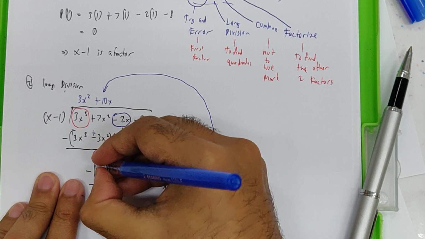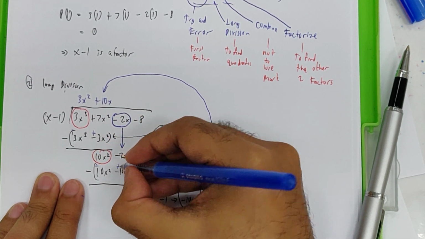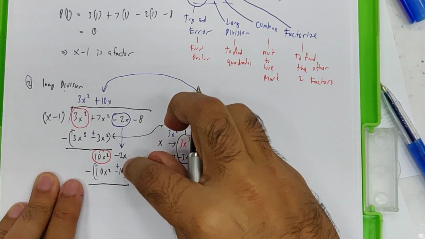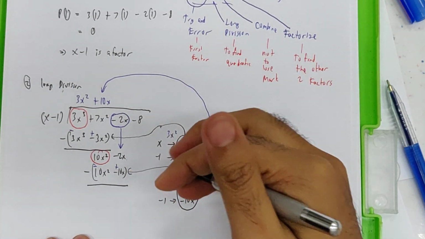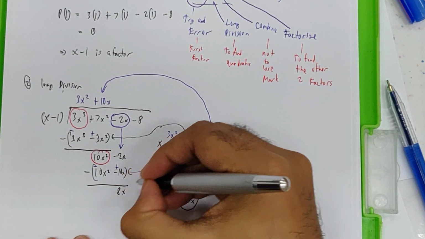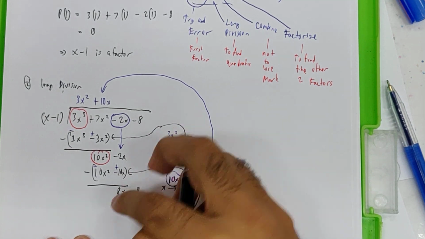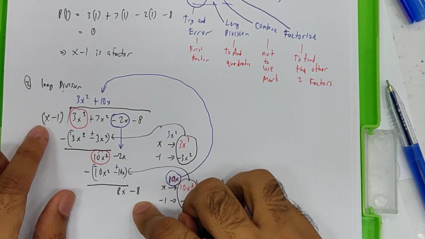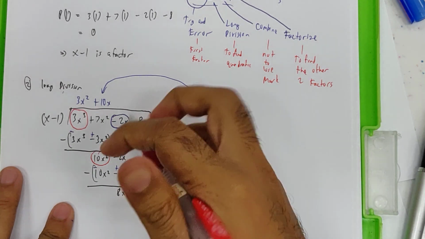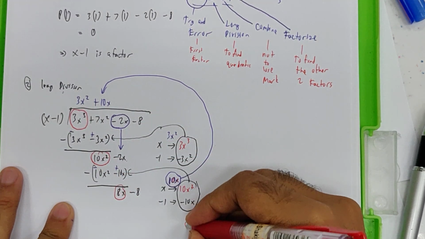Negative, positive, negative, negative, negative, positive. Negative 2x plus 10x is 8x, negative 10x squared minus 10x squared is 0. 8x minus 8. So you can see easily here, our target is still 8x.